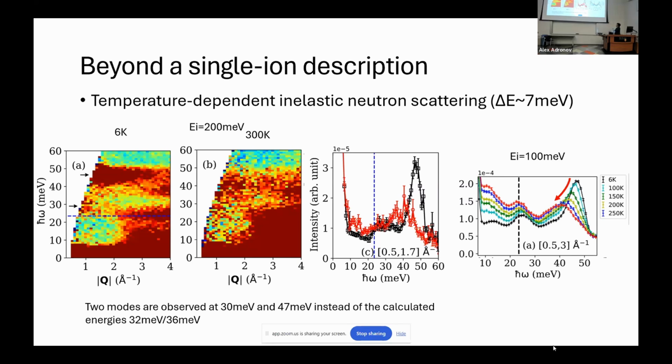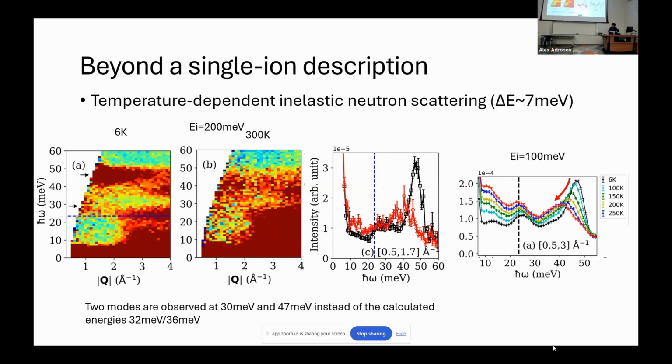Another thing is that if you warm up the sample to 300K, you can see that this band becomes really broad and it actually softens. So this is quite clear. If you do a cut along the vertical direction, you can see clearly that the peak softens and becomes broader. This is using a different Ei, which provides better flux, although it cuts out the lower part of the spectrum. You can see that this peak really softens and broadens quite significantly. So this, in particular, cannot be explained by a single ion model, where you wouldn't expect any change to the excitation spectrum without any change in the structure. We didn't see any change in structure, by the way.